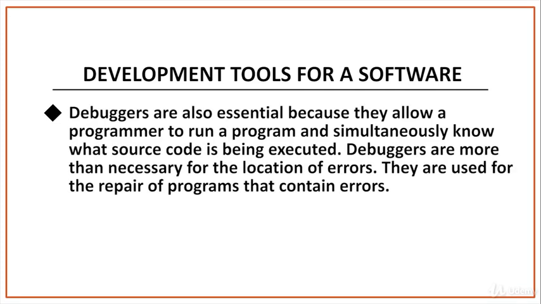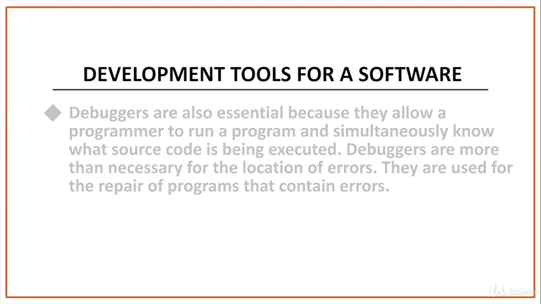Debuggers are also essential because they allow a programmer to run a program and simultaneously know what source code is being executed. Debuggers are more than necessary for the location of errors. They are used for the repair of programs that contain errors.